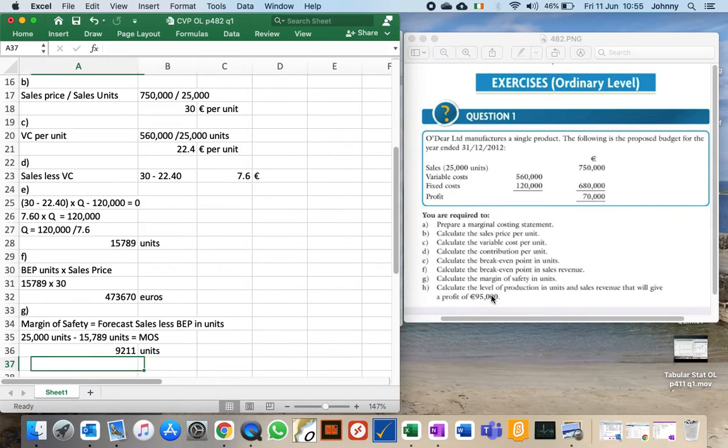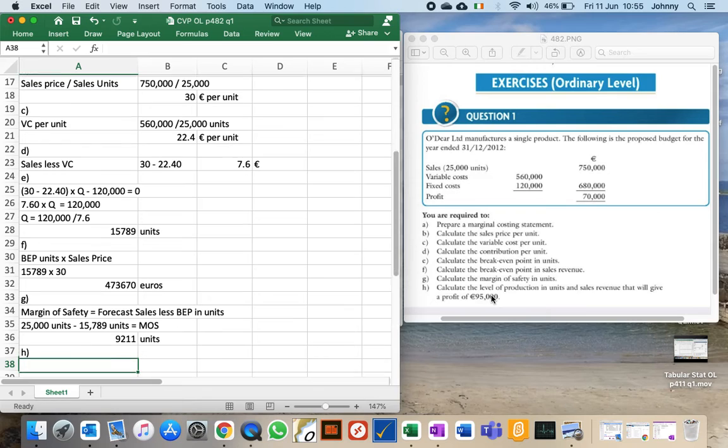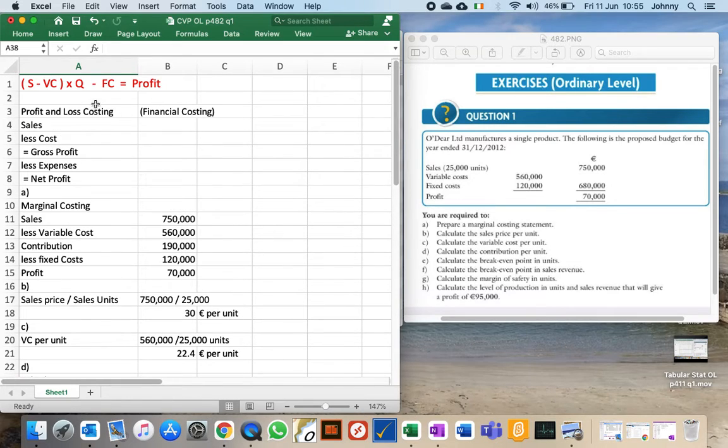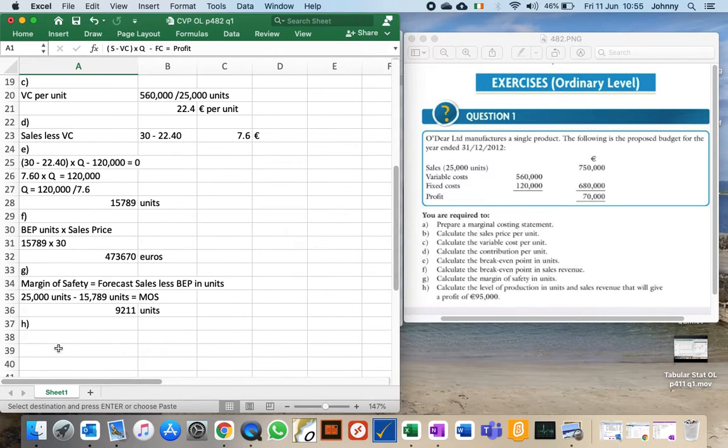The last one then, H. What's the level of production units and sales revenue that give a profit of 95,000? So how many do we need to sell to get a profit of 95,000? So I'm going to go back to my formula here again, the S minus VC. So I'm going to use that same formula again. So what I might do is just copy it just so we have it and we can see the numbers that are going into it.